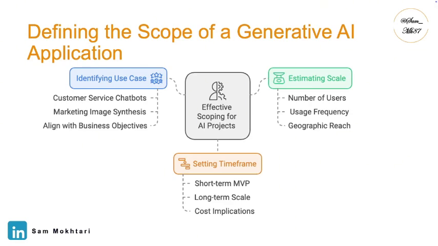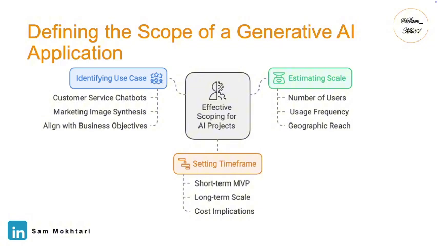The first step in managing and understanding TCO is defining the scope of the generative AI project. Think of this as setting the blueprint for everything else. If you get the scope wrong, your risk of overspending and missing deadlines is high. So to define the scope of the AI application, start by identifying the use case.